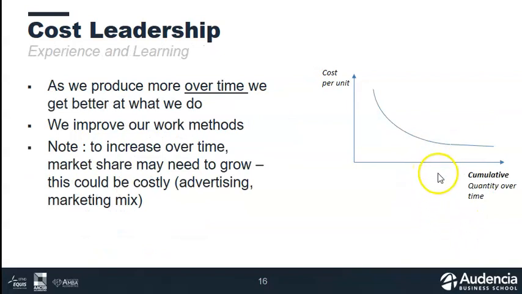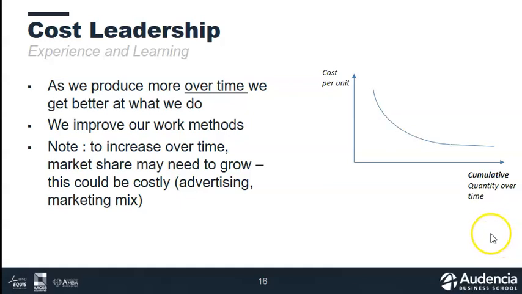We can also have cost leadership because of learning and experience over time. So what we see here is that as we produce, and this is very important, as we produce more and more quantity over time, the cumulative amount of what we're producing over time, well, we've done it more and more over time, and what's going to happen, our cost per unit is going to fall. We're going to get more experience in producing something, the cost per unit falls, and we lower our cost per unit.